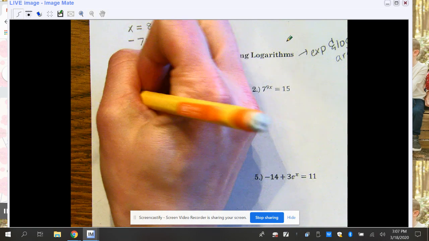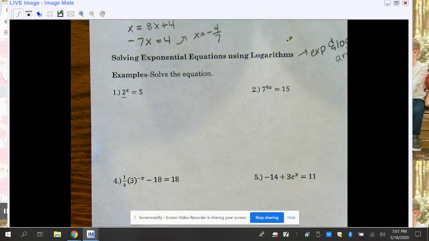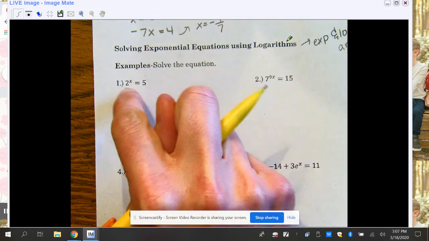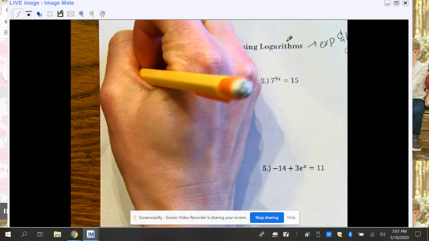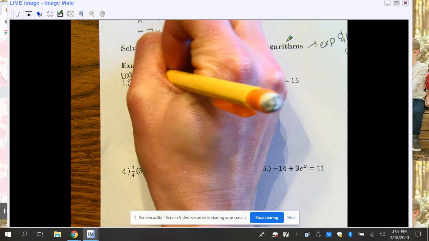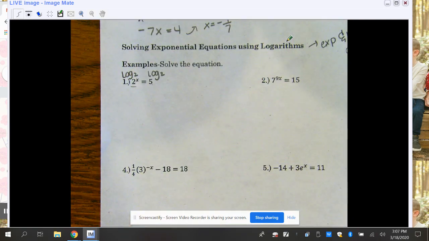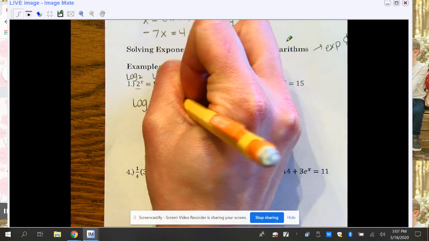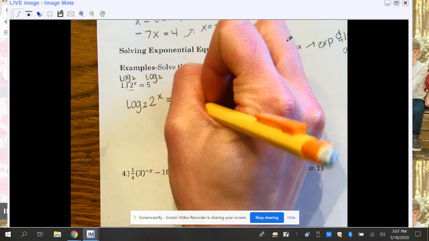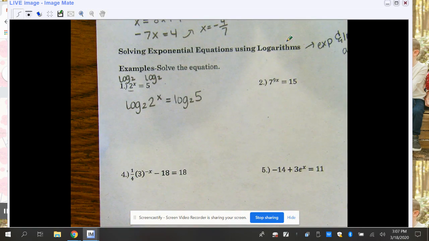So if I am looking at that exponent with a base of 2, and I'm looking for that exponent, if I take log base 2 of both sides, kind of like how you would take the square root if you were trying to undo a square. So log base 2 is an operation, like adding, subtracting, multiplying, dividing. I'm going to write this out kind of the long way. So now I have log base 2 of 2 to the x equals log base 2 of 5.